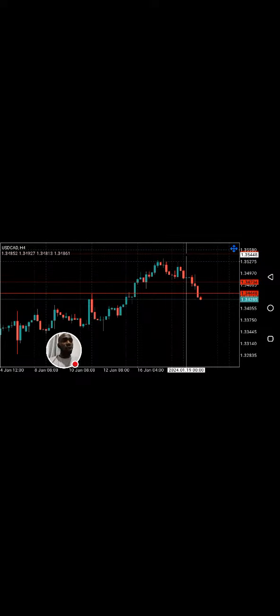That's about 120 pips risk. You don't want to take that kind of high risk, so you should wait for price to pull back.